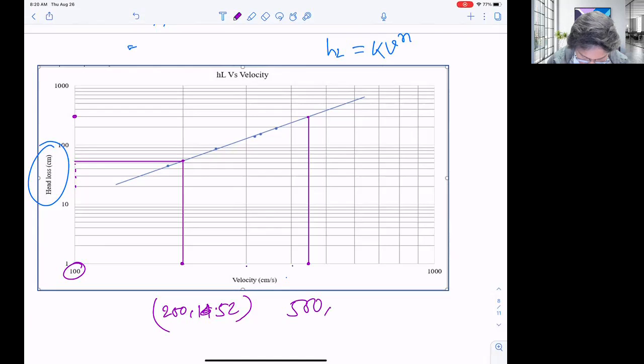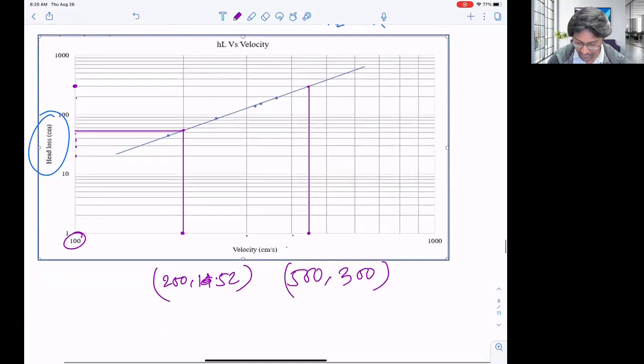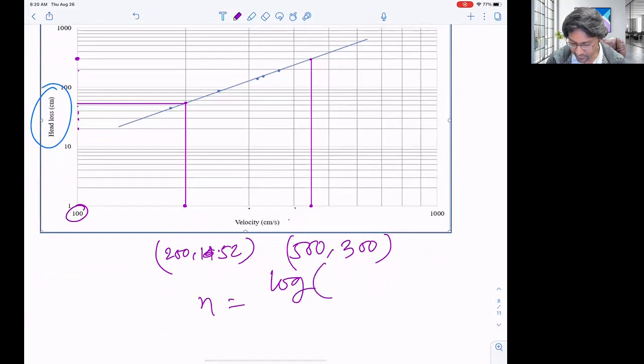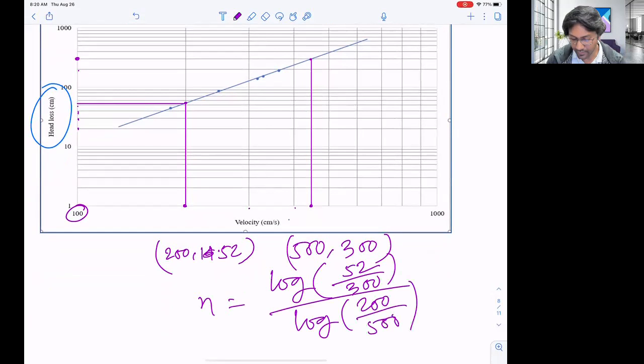And from this one, what will be the value? 100, 200, 300. So that will be 300. Okay, so 200 and 300. So what will be the value of N? Again log. So for this case the value of 52 divided by 300, and the value of 200 divided by 500. Let me check what will be the value of that.